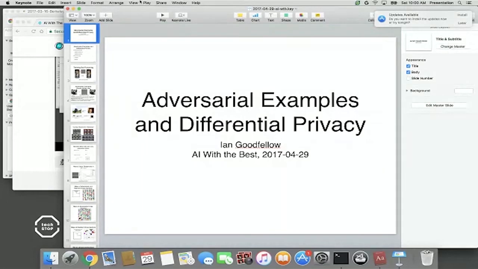Hello, everybody. Today I'll be telling you all about adversarial examples and differential privacy. These are some of the exciting new frontiers in machine learning research, where now that machine learning works really well, we're trying to make it very robust and reliable and able to resist anything that people can do to try to interfere with its operation. So I'll start sharing my screen.